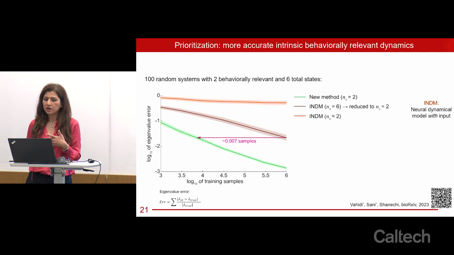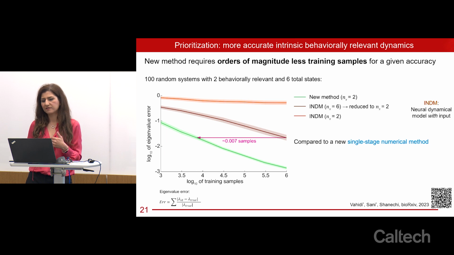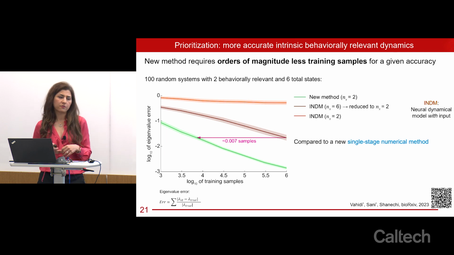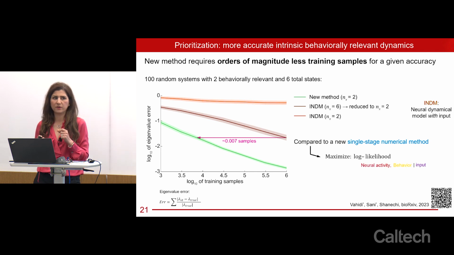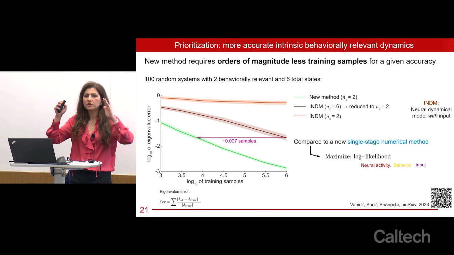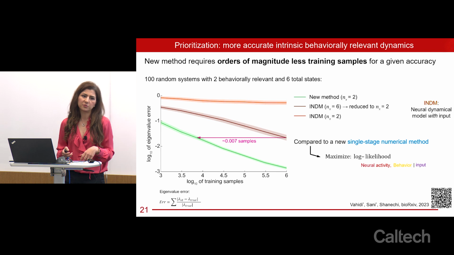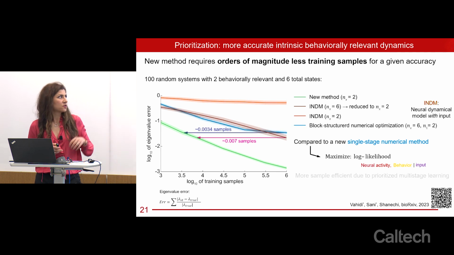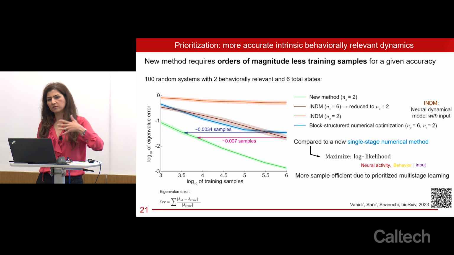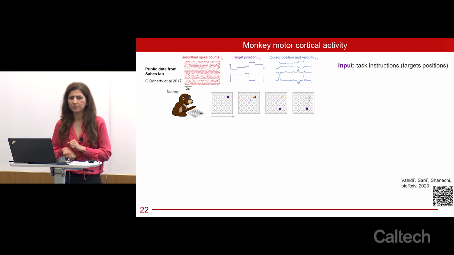To further show the importance of this prioritized and multi-stage learning, we also formulated a numerical optimization method that maximizes the log likelihood of neural and behavior data given input. So this time, it has access to every signal source that our method has access to, but does it in a single stage through a likelihood optimization. And the same thing happened. So this shows you the importance of this multi-stage learning for prioritizing the subtypes that you're interested in. OK, all of this was simulation. Let's go to the real data.